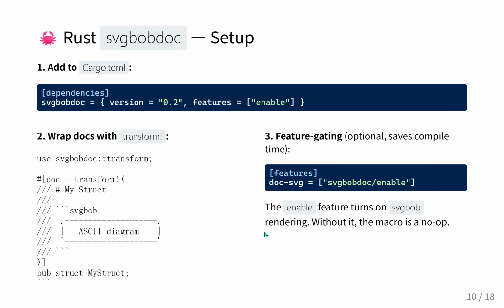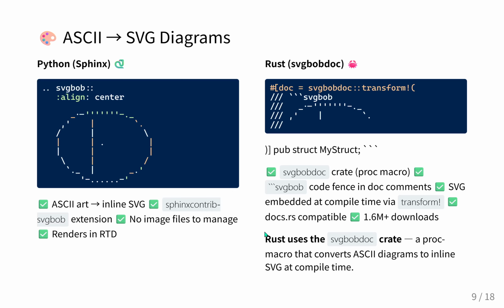Right, a developer can draw a flowchart using standard keyboard characters, dashes, slashes directly inside their code comments, and the tool converts that text art into a crisp inline SVG natively. What's fascinating here is the philosophical difference in approach. While Python executes a script at build time to draw a picture, Rust leverages its powerful macro system to handle visual rendering at compile time.